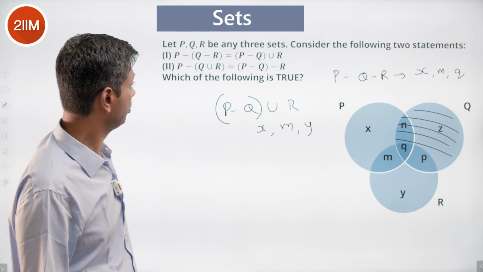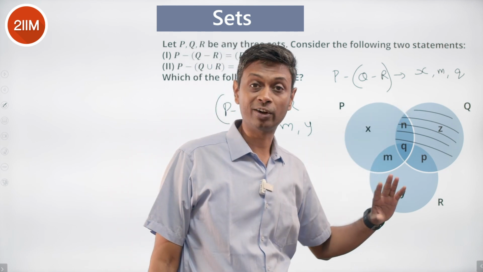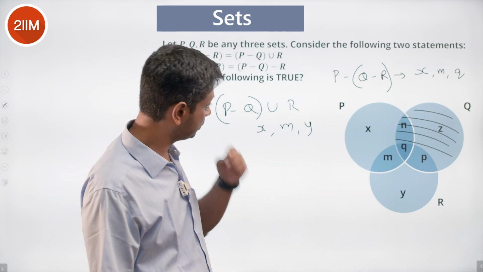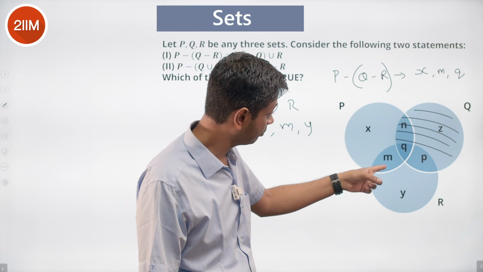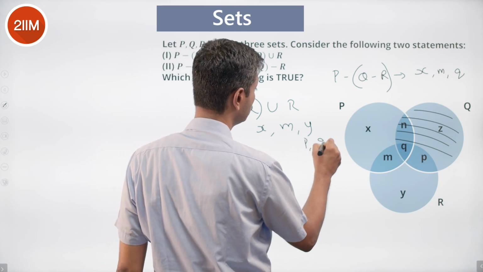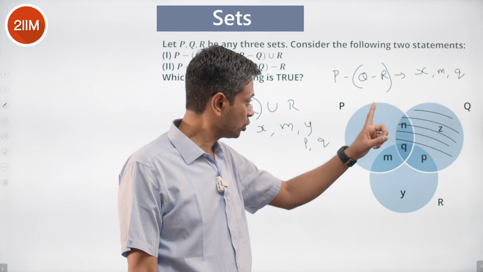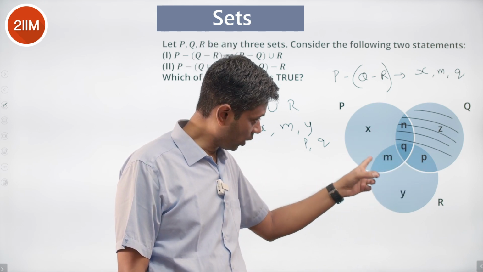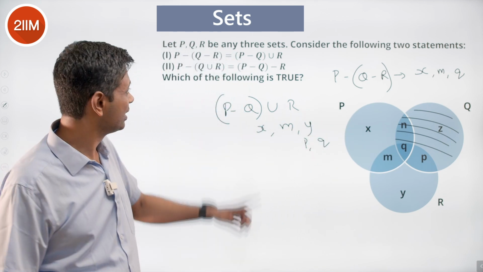P minus (Q minus R) is in P but not in Q but not in R. So Q minus R is this region, in P but not, that is X, M, Q. P minus Q is X and M. Sorry, (P minus Q) union R. P minus Q is X and M. Union R, just M, Y, P, Q. So M, Y, P, Q and X, all of them. These two are not equal, we don't have to worry about it. Statement 1 is not always true.